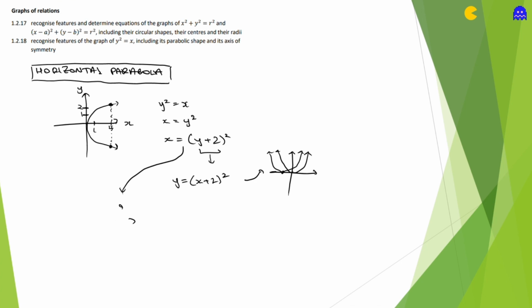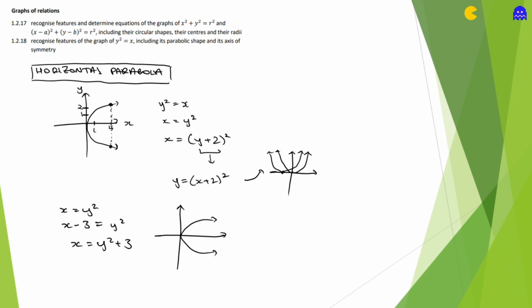Similarly, if we look at a horizontal translation, we have x equals y squared, and then we go to x minus 3 equals y squared. We can rewrite that as x equals y squared plus 3. In this case, we have a horizontal shift of 3 units to the right. So if we have our initial function, x equals y squared, and x minus 3 equals y squared, that'll be 3 units to the right, and so we shift over like this. And so that's everything to do with horizontal parabolas.